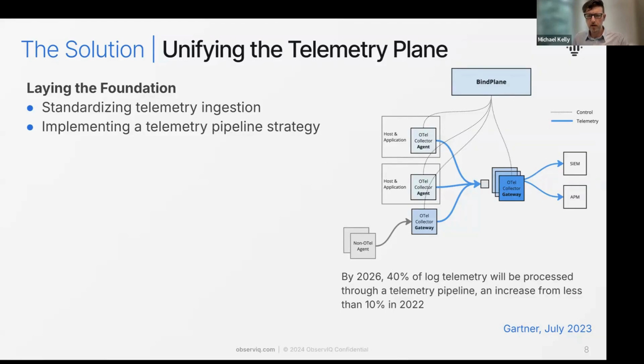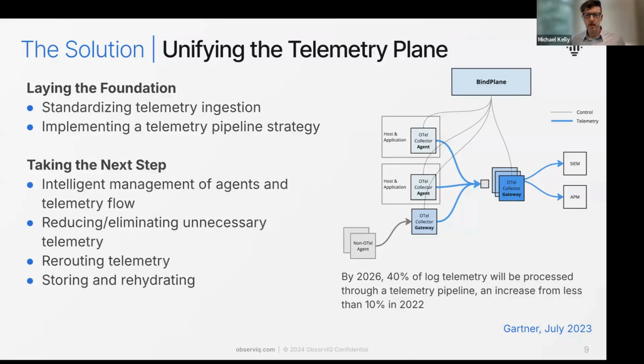And just one more data point, in 2022, less than 10% of log telemetry was flowing through a telemetry pipeline. And that's changing very rapidly. The estimate here was 2026, 40% would be processed through a pipeline. And I wouldn't be surprised if it's much higher than that. There's been a lot of movement toward telemetry pipelines.